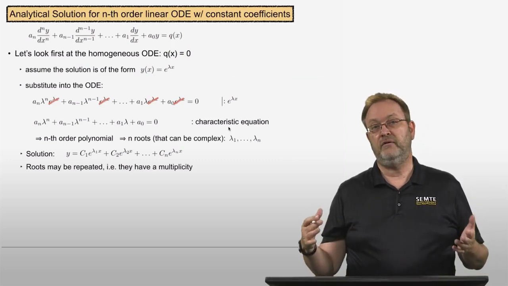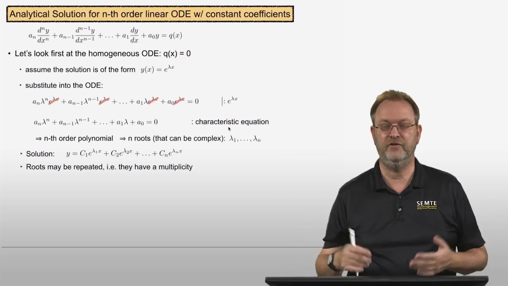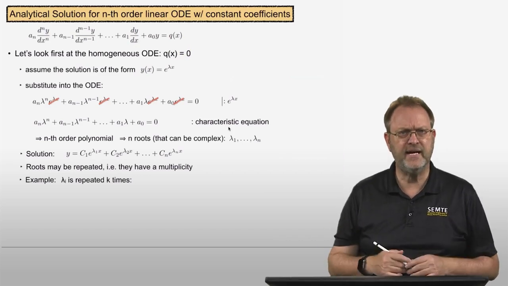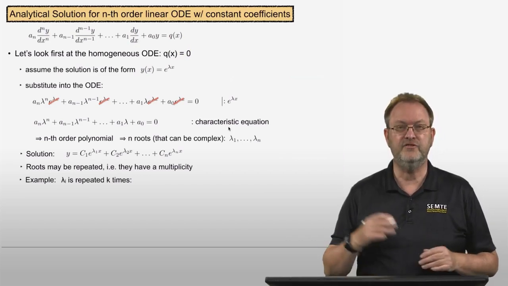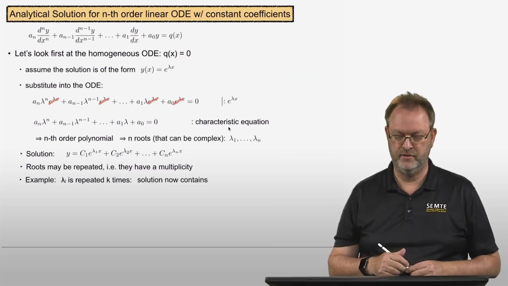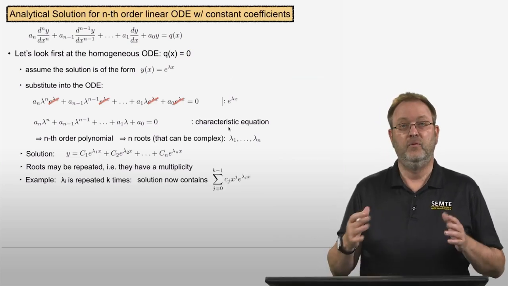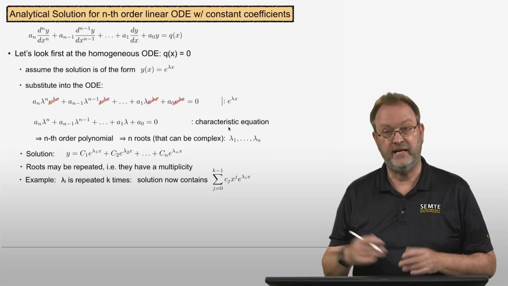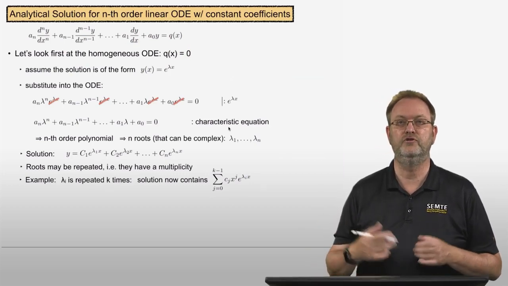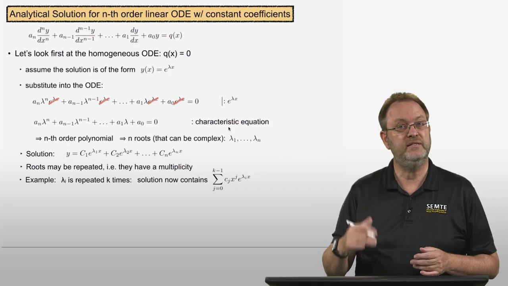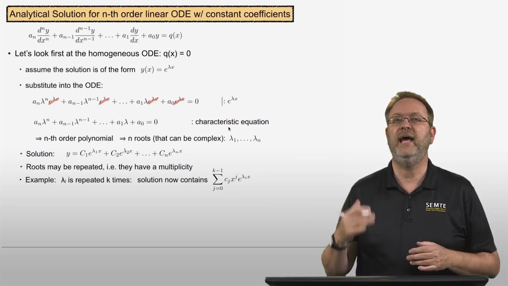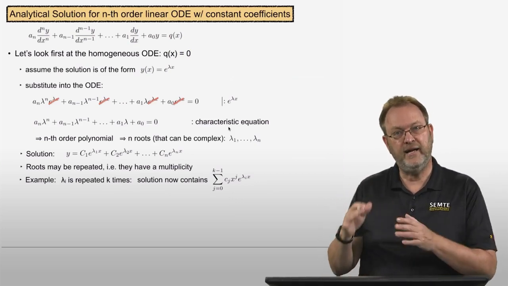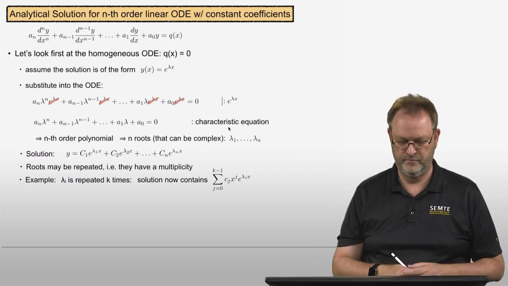Now if roots are repeated, meaning they have a so-called multiplicity, we'll have to do something special. So let's take an example that the root lambda sub i is repeated k times, which means that the solution will now contain, for those k repeated roots lambda i, something like this: the sum from j equal to 0 to k minus 1 of c sub j, some constant, times x to the power j times e to the power lambda i times x, where lambda i is the same root repeated k times.